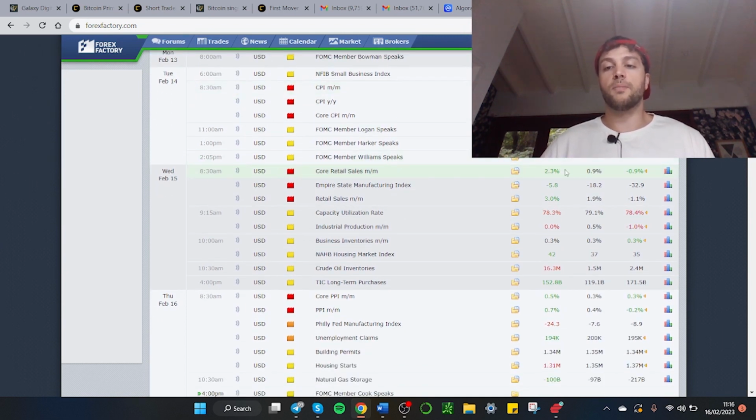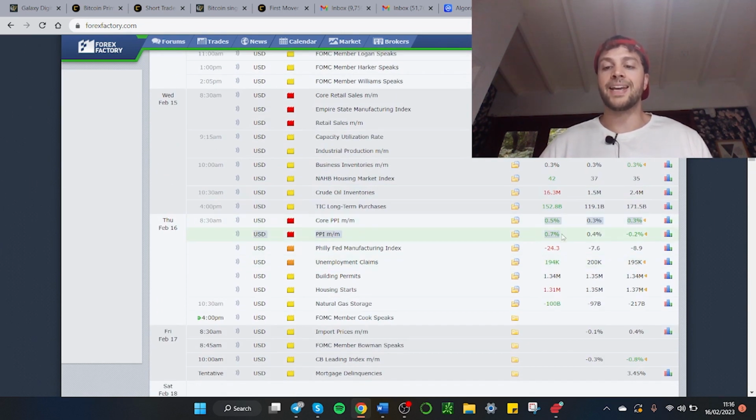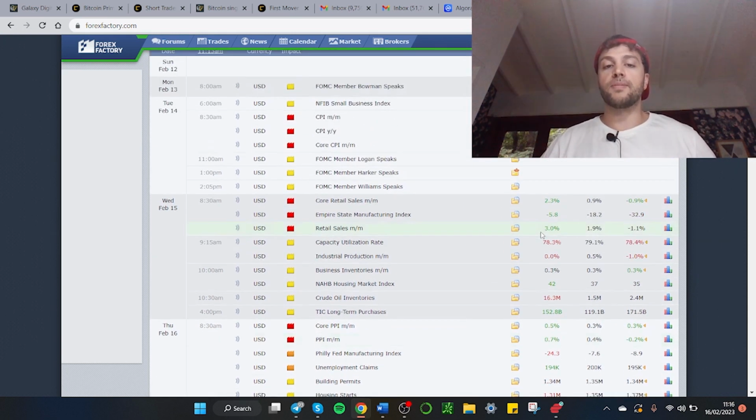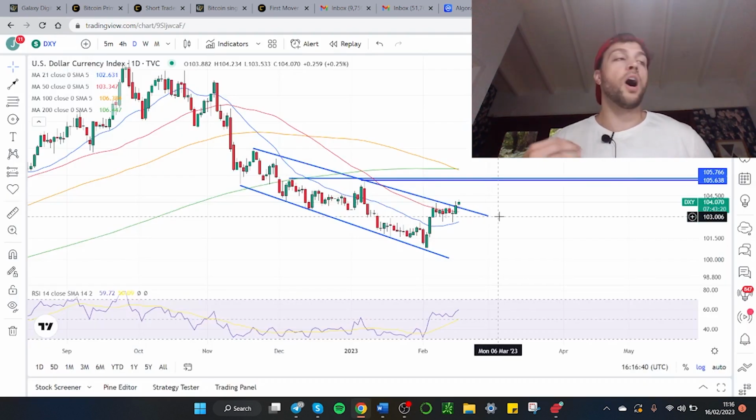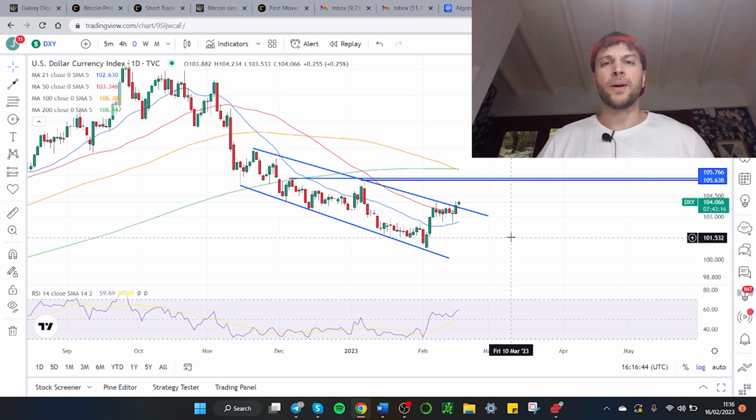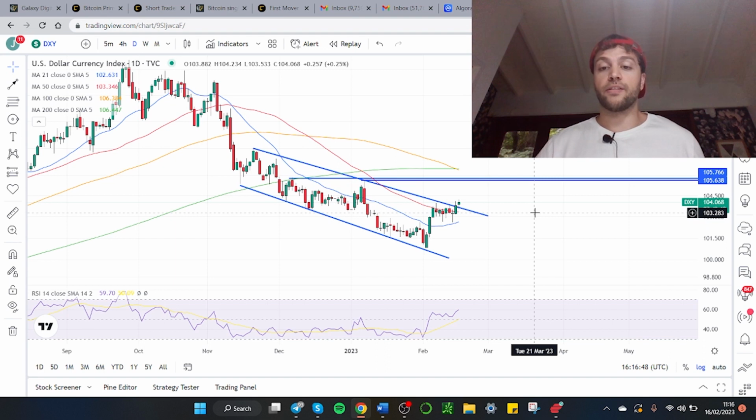Retail sales data much stronger than expected. PPI today hotter than expected. And we've even got a couple of Fed members now talking about going back to 50 basis point rate hikes. Now, I don't think the Fed's going to do that, but the fact that they're talking about it means that there is this sort of hawkish shift going on at the Fed.